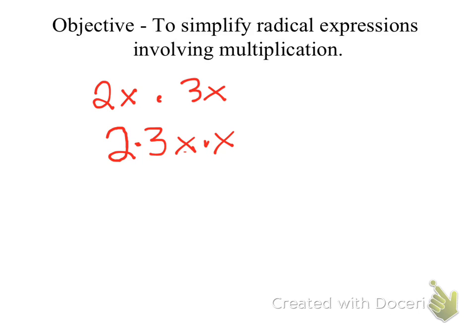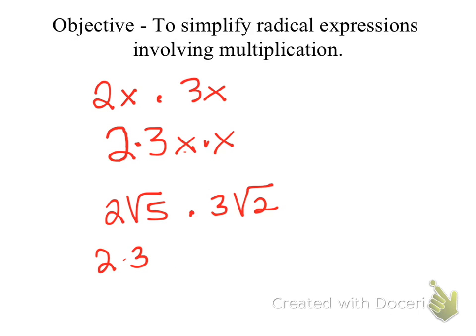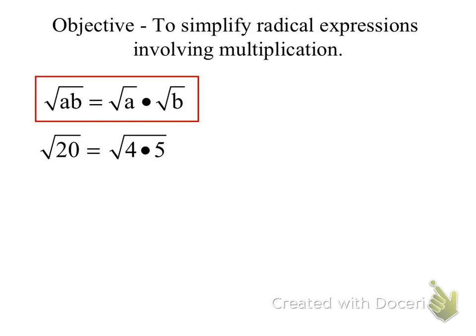Same thing with radicals. 2 radical 5 times 3 radical 2. Okay? 2 times 3, coefficient with coefficient, radical with radical. So what does that simplify to? Neve? 6 radical 10. And is there anything I could simplify out of that? No. So we treat the radicals just like variables. All right. So let's continue.